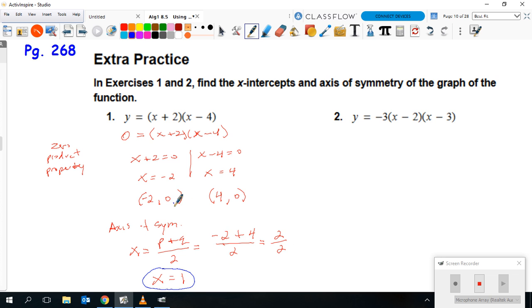Here's your two x-intercepts. So these are the x-intercepts right here, and this is our axis of symmetry right there, x equals 1.